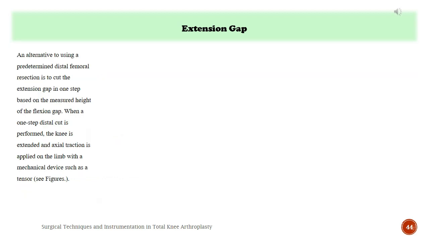Extension gap. An alternative to using a predetermined distal femoral resection is to cut the extension gap in one step based on the measured height of the flexion gap. When a one-step distal cut is performed, the knee is extended, and axial traction is applied on the limb with a mechanical device such as a tensor, see figures.